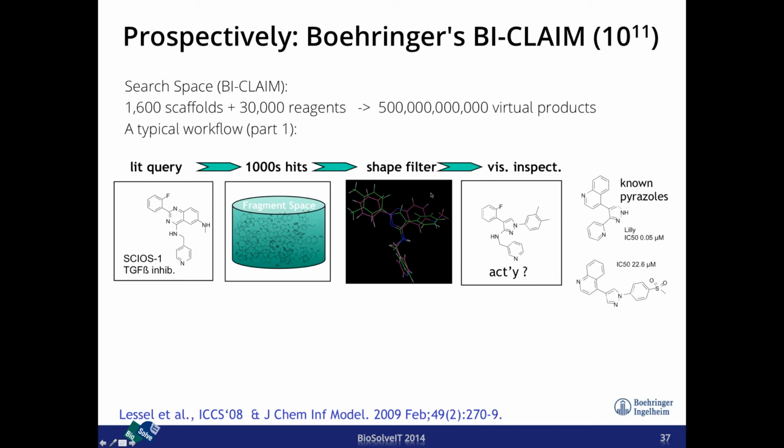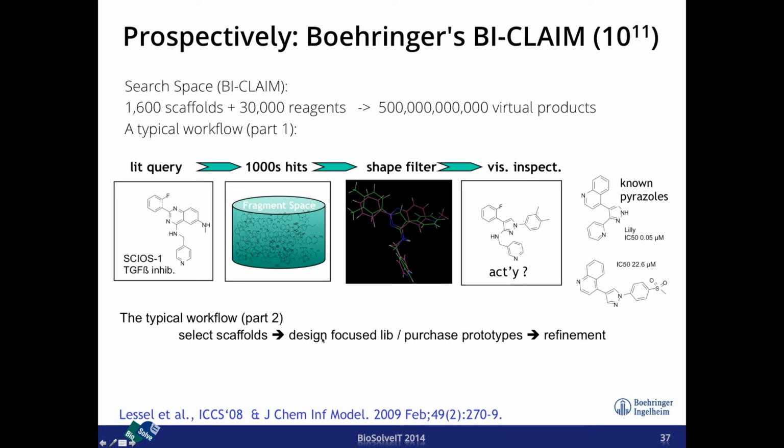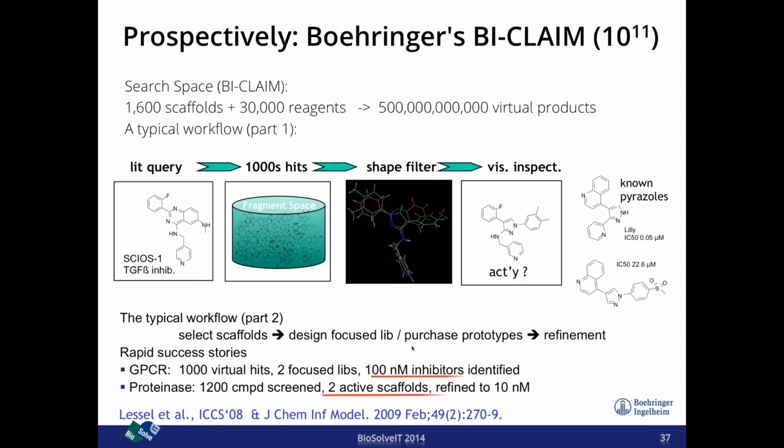So you have a shape filter, and then they did visual inspection of a few compounds here and saw that there were known pyrazoles in there, which was really reassuring. For example, two compounds here from Lilly with a low micromolar or submicromolar affinity here, 15 nanomolar here, 22 micromolar here for this compound, for example. And in a second step, then they selected certain scaffolds, designed focused libraries around it, purchased prototypes, and did further refinement, typical classical medicinal chemistry at the very end here.